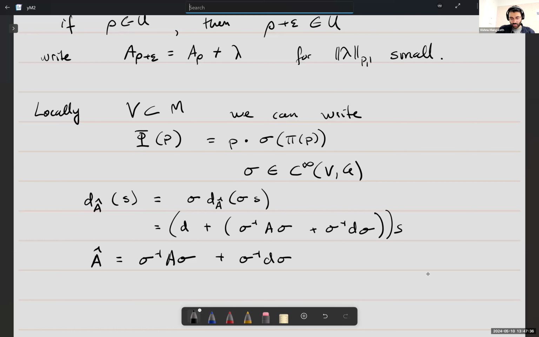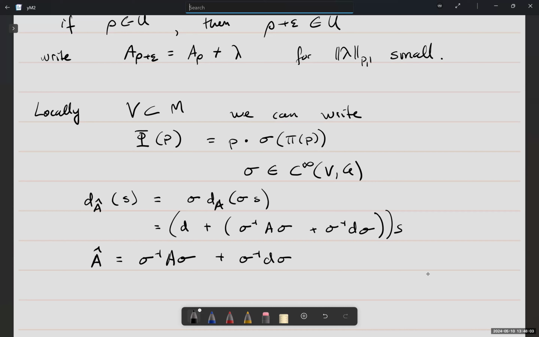A is the original one, and I'm transforming it into A hat. So the second A hat should be, this is an A. Yeah, you're right, thanks. And then the rest follows. And were you asking about why, in the second line, sigma inverse d sigma is a Lie algebra valued one form?